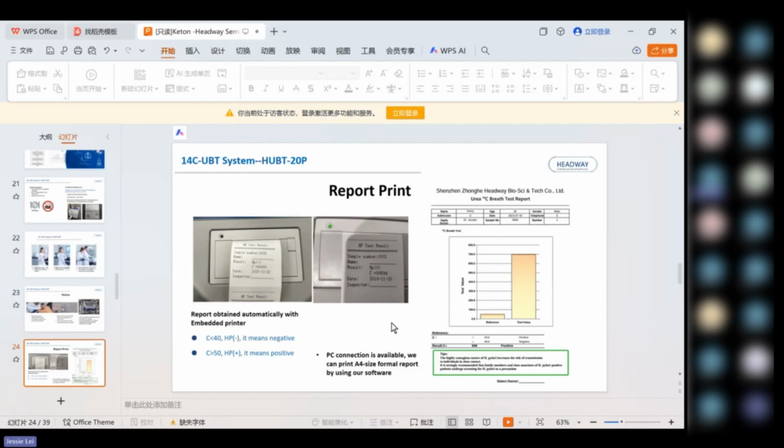Besides that, our machine can connect to the computer. If we connect the computer, we will install the software, and by using the software, we can print the A4 formal report. In the formal report, we can add anything, like some tips. If the patient is positive, we recommend you bring your family members to the hospital for a double check, because H. pylori is a kind of bacterium with high infectivity.